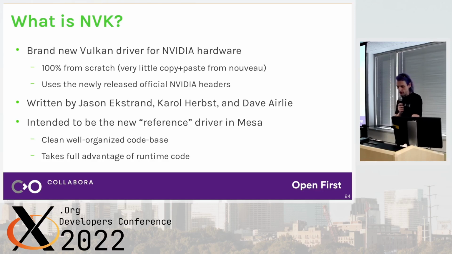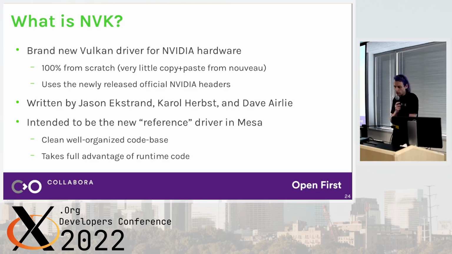Unlike most other Vulkan drivers, I started this one from blank files. So we have not been copying and pasting very much from other Vulkan drivers. We have not been copying and pasting from Nouveau for the most part. We are using the newly released official NVIDIA headers. So about 3 or 4 months ago, NVIDIA dropped the source code for their kernel driver. They've also started dropping official headers. And we are using those instead of the reverse engineered Nouveau headers, which has been really nice because now we actually know what all of those unknown packets are, or at least names of them, which is pretty cool.